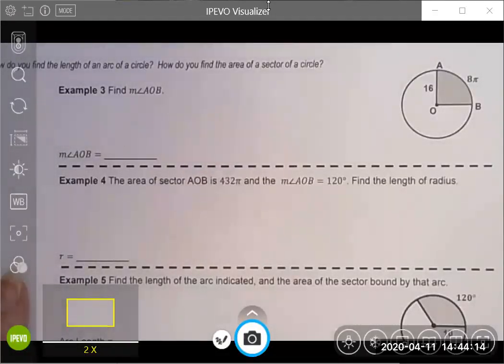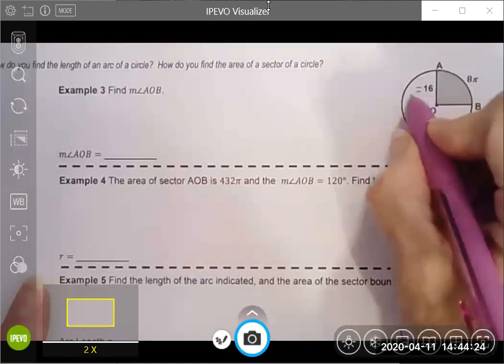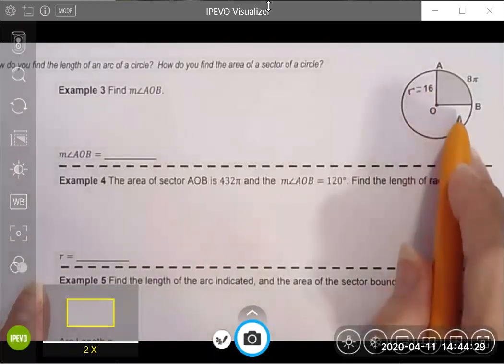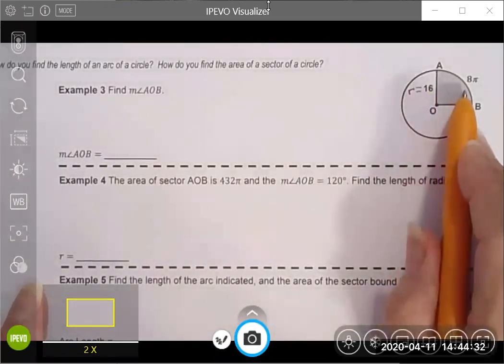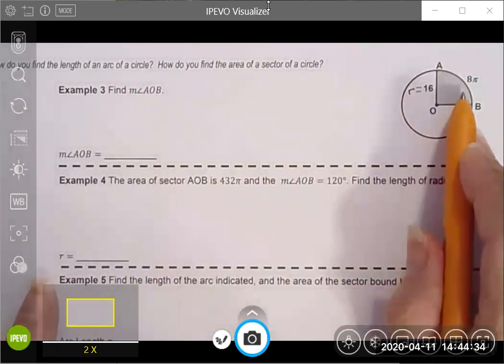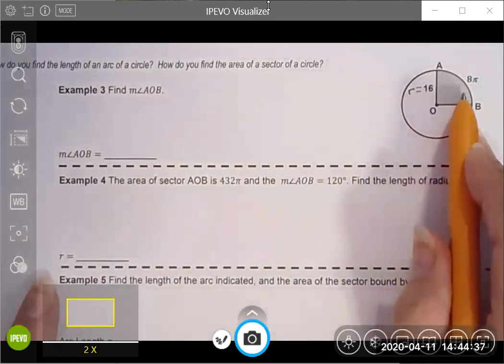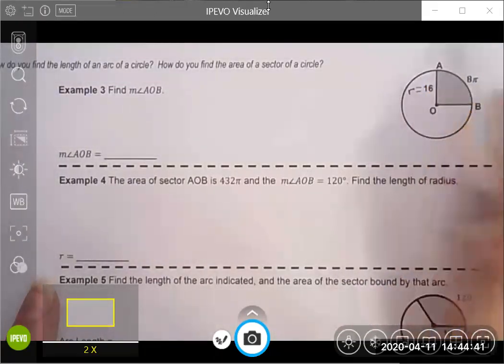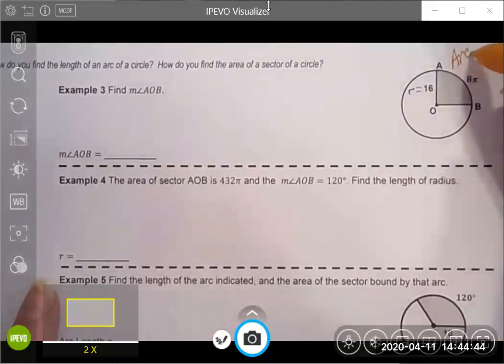Okay, example 3 is a little bit different. We like mixing things up. I notice in this circle that I'm given the radius, which is pretty groovy. But instead of being given the central angle or even the intercepted arc, I'm actually given a measure that's not area, I can tell because it's not units squared. This is the arc length. So I'm going to put this over here. This is my arc length is equal to 8 pi.